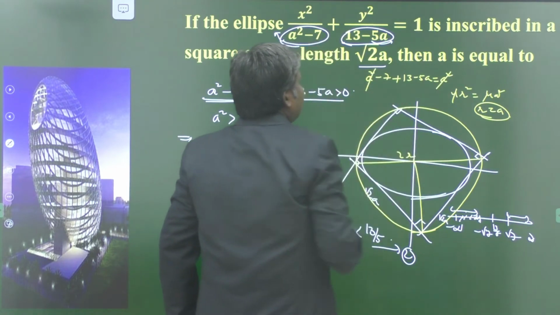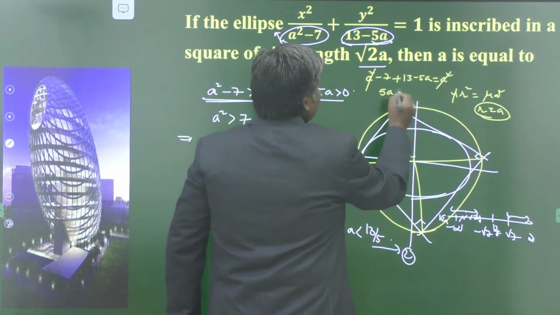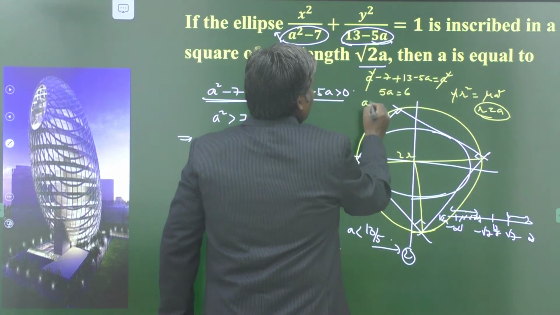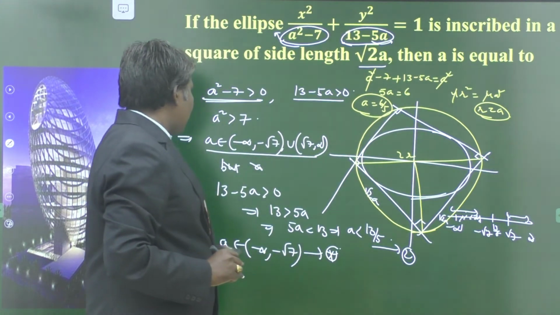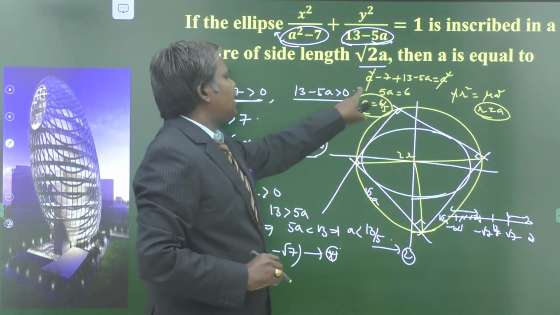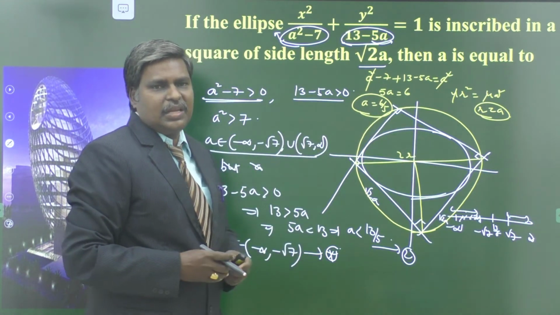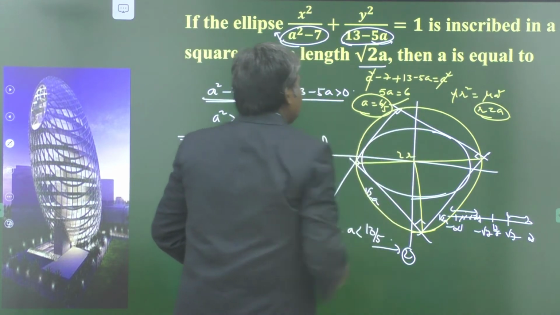A square gets cancelled here. So 5a is equal to, what is that? 6. A is equal to 6 by 5. But your a belongs to what? Minus infinity to minus root 7. From that we obtain a as 6 by 5. Is there any match? There is no common point. From this condition you have a is equal to 6 by 5.